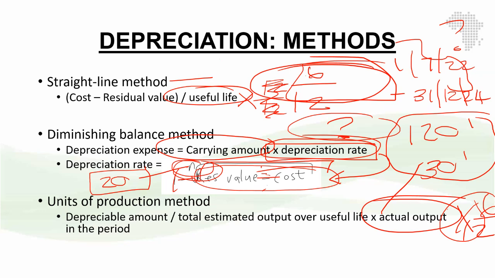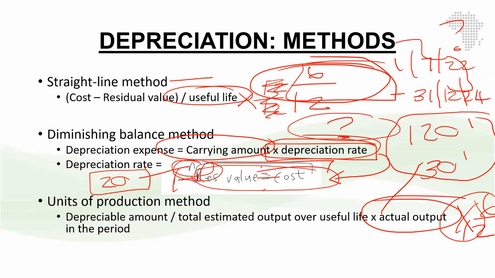So it is actually very easy to calculate units of production. All of the information should be given to you in the question. Just remember, do not go and proportion also based on the number of months that the asset was available for use, because it will already be taken into account in your actual output.